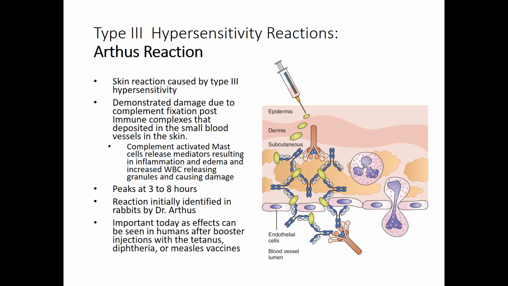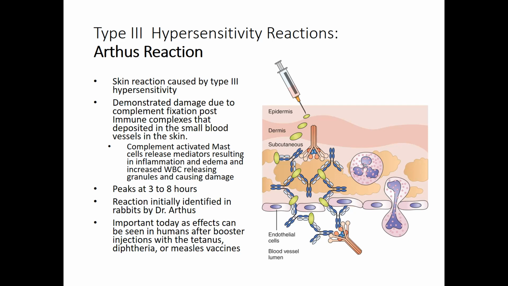So the Arthus reaction is a relatively rare reaction that we see in things that have a toxoid, like diphtheria or tetanus or measles vaccinations. It was originally seen by Dr. Arthus in rabbits. He kept injecting anti-sera into rabbits and seeing damage occur. So it was demonstrated initially in rabbits by Dr. Arthus, and that's how it got its name.